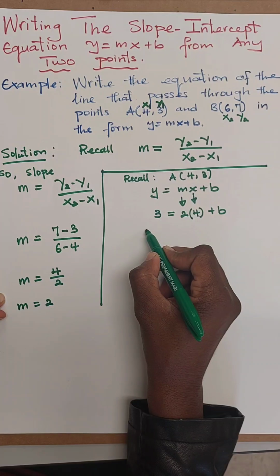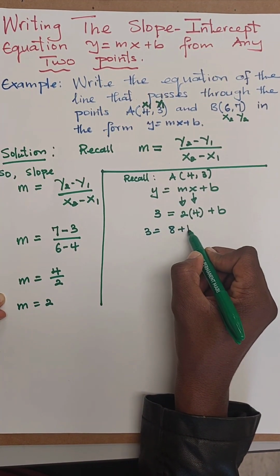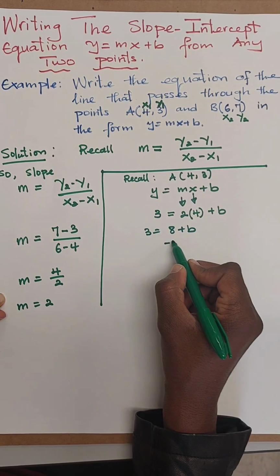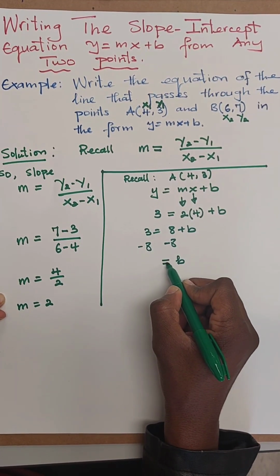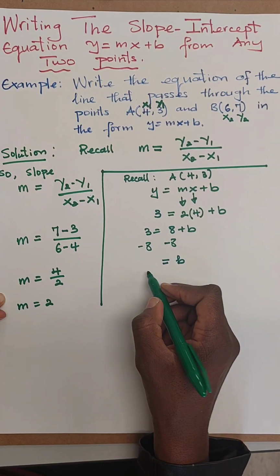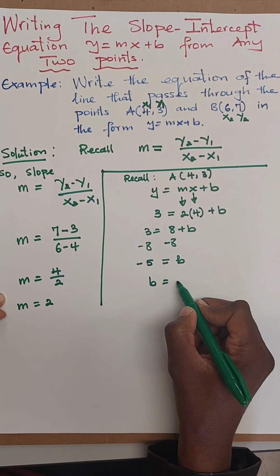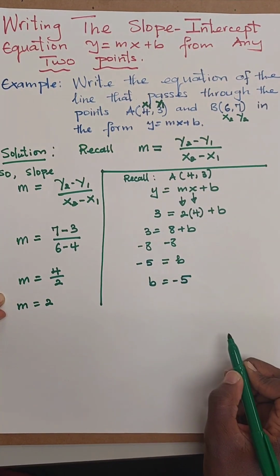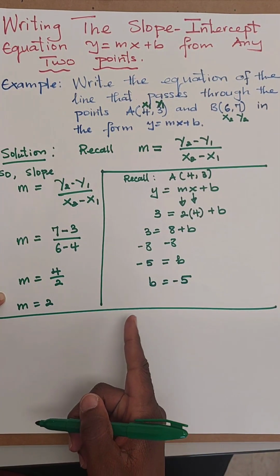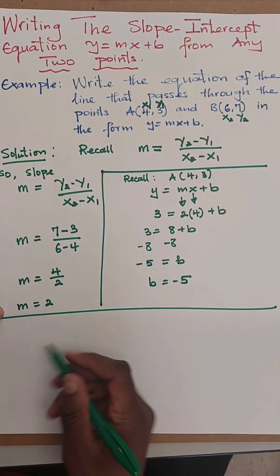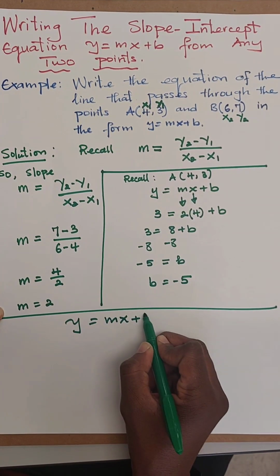The equation says 3 equals, I do distributive property here, I have 8 plus b. So I will now subtract 8 from each side, and I have b equals negative 5. So now I know the y-intercept is negative 5. So I know the y-intercept and I know the slope. I can now write the equation in the form y equals mx plus b.